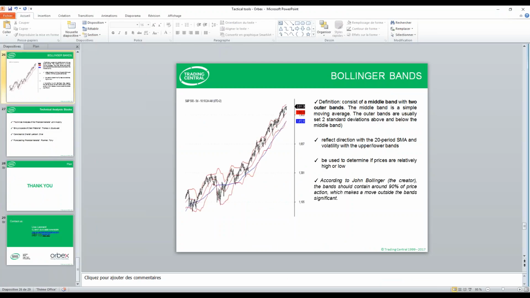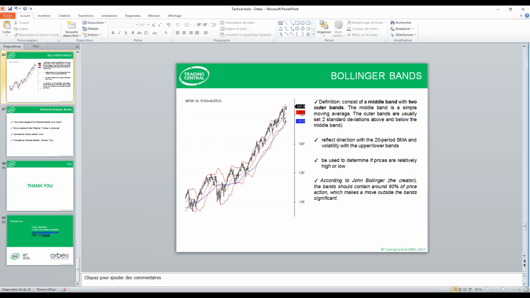Okay, just a word to conclude on the Bollinger Bands. Very quickly, because we are approaching the end of this webinar. The quick definition: Bollinger Bands consist of a middle band with two outer bands. The middle band is a simple moving average, and the outer bands are usually set at two standard deviations above and below the middle band.